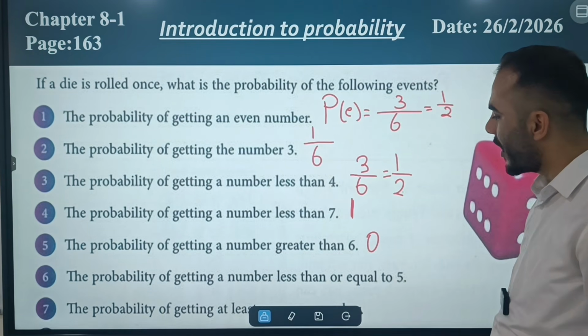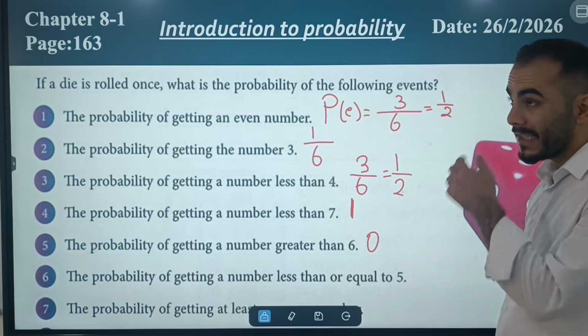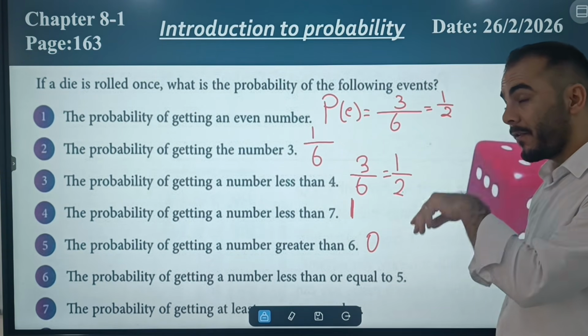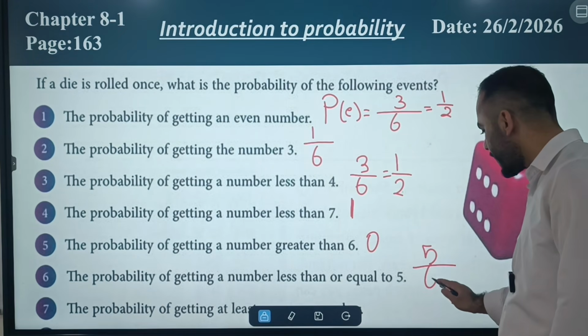The probability of getting a number less than or equal to 5. Less than or equal to 5, so 5 itself, 4, 3, 2, 1. So basically 5 over 6.